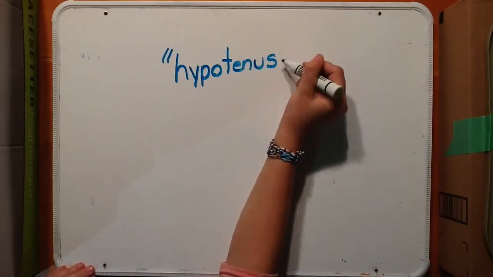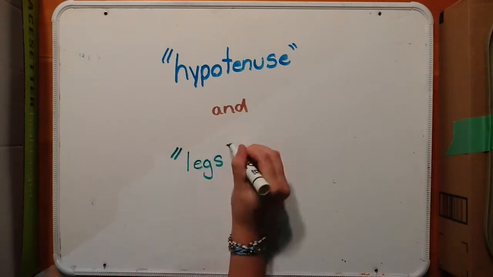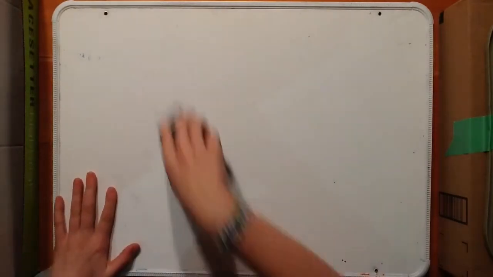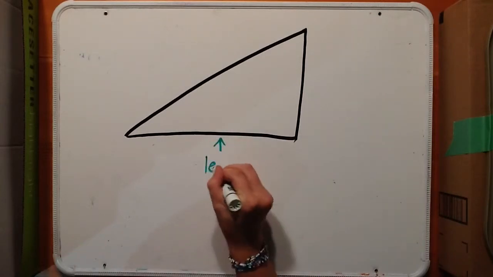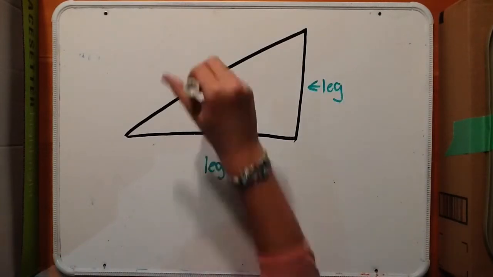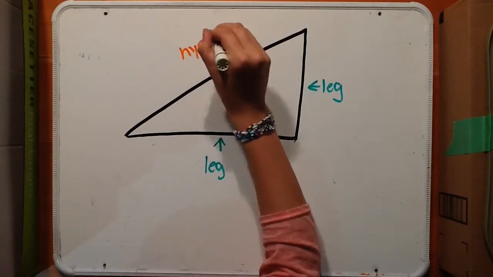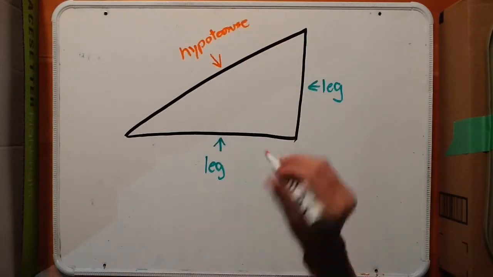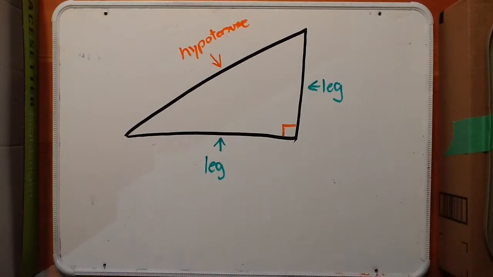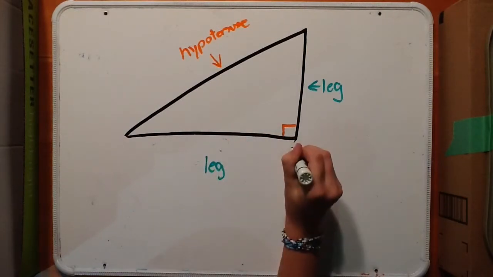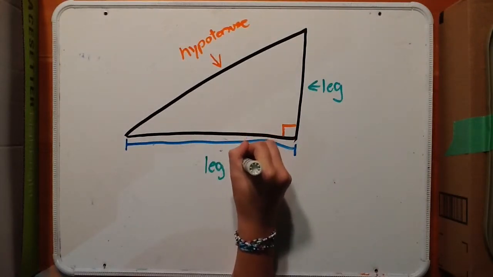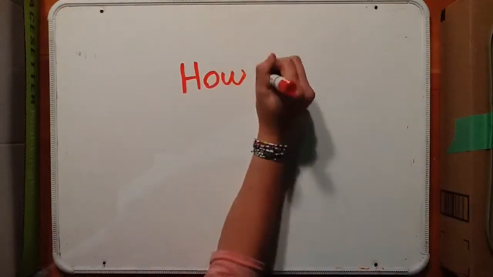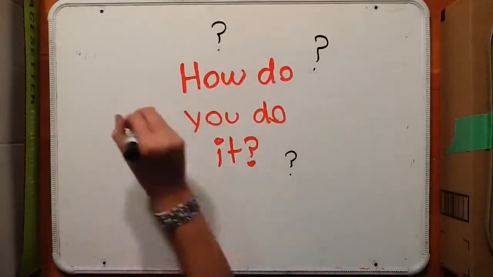Earlier, I mentioned the two words, hypotenuse and legs. So what exactly do they mean? Basically, those words represent the names of the sides of the triangle. First of all, there are two legs, and those two legs make up the right angle. And then there's the hypotenuse that connects it all together. What the Pythagorean theorem basically is, in simple form, is finding the length of a side without using a ruler. But how do you do it?